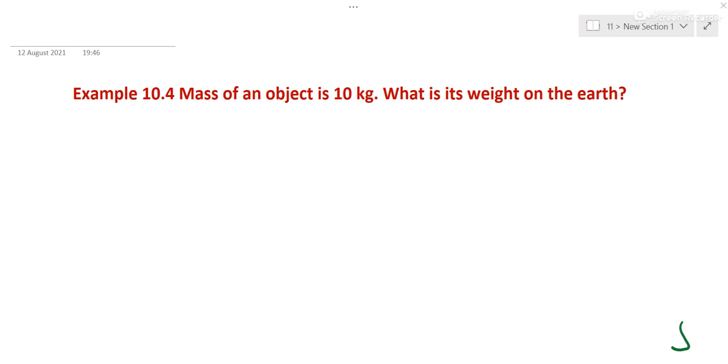Hello children, so these are some important numericals of gravitation and NCERT as well. So let us see the first question.